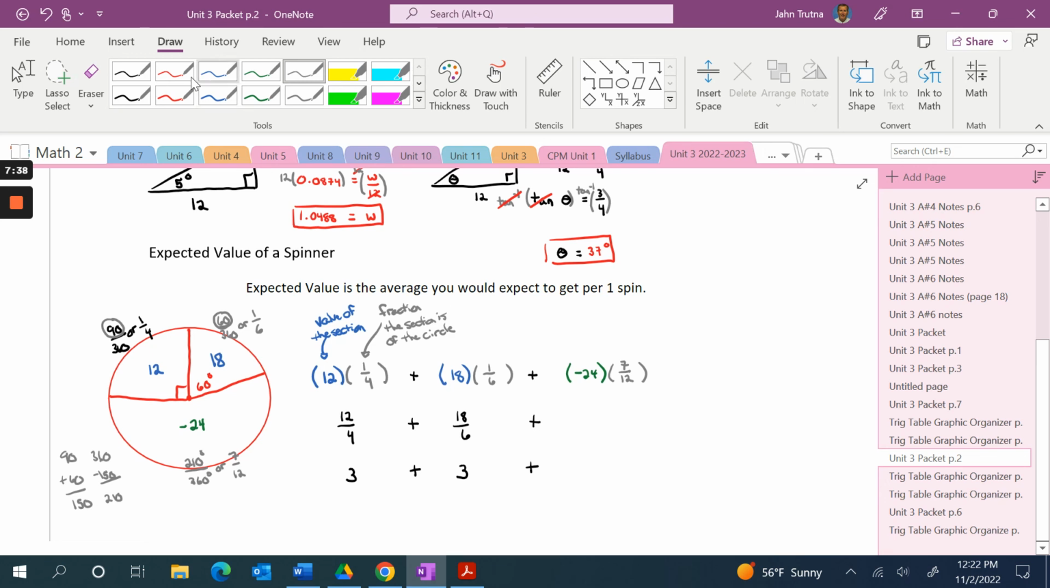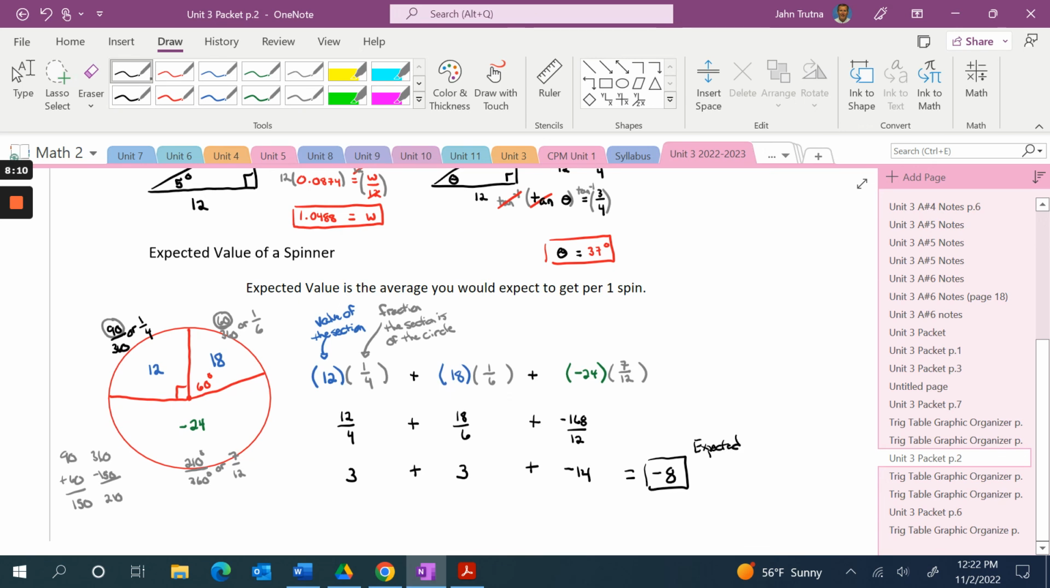When I multiply that out, negative 24 times 7 is negative 168, over 12, and negative 168 divided by 12 gives me negative 14. Then what I do is add up. 3 plus 3 is 6. 6 plus negative 14 is negative 8. So the expected value of this spinner is negative 8.